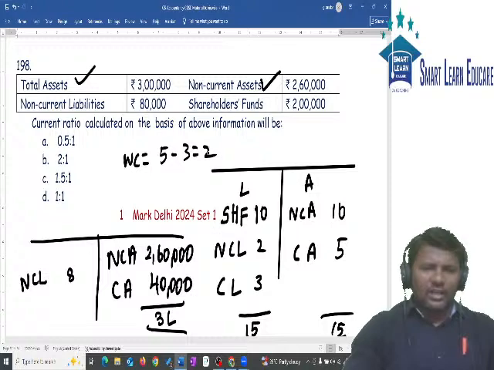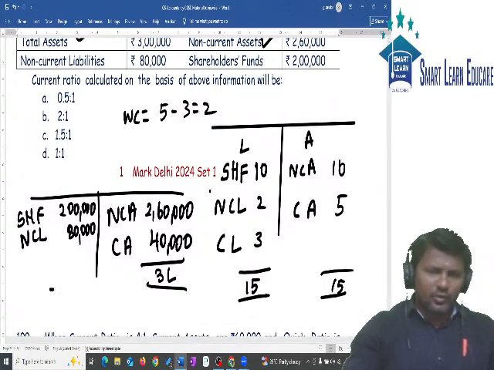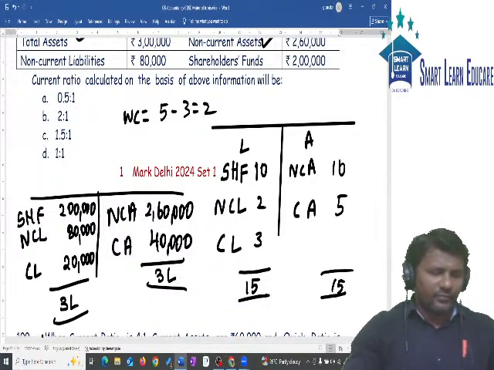Same way, non-current liability. What is the non-current liability? 80,000 is your non-current liability. Shareholders fund is given as 2 lakh. From this, you can understand that the balance sheet total is 3 lakh. What is the one thing missing on the liability side? Current liability. Your current liability will be 20,000.